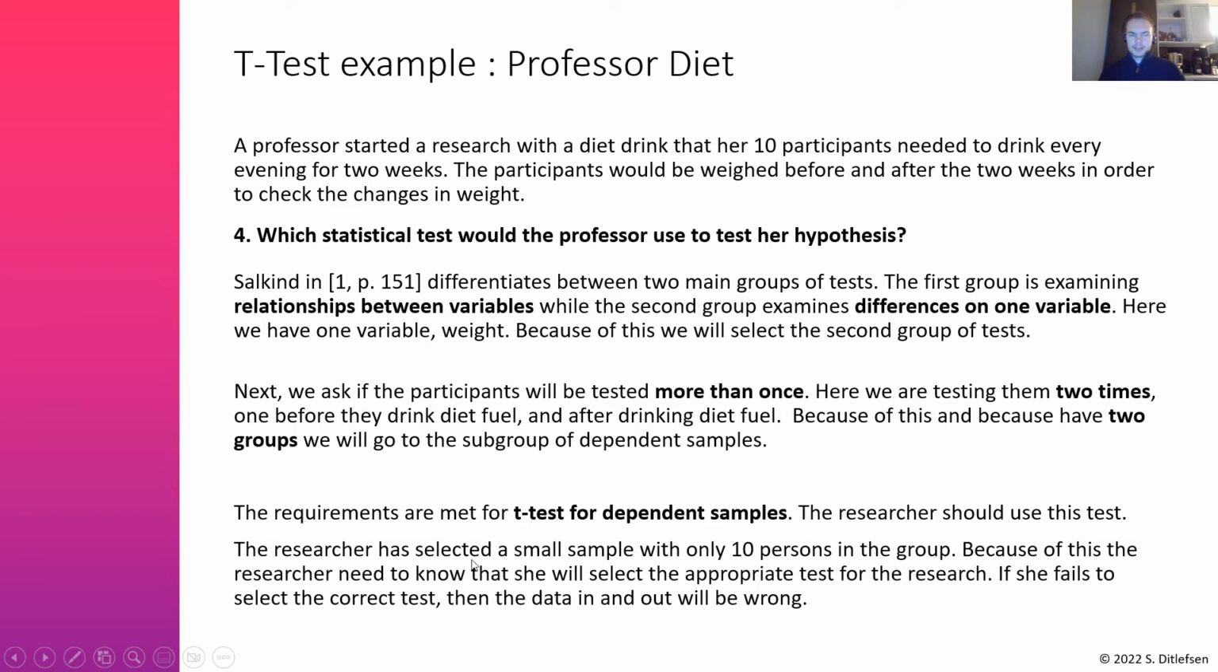The researcher has selected a small sample with only 10 persons in the group. Because of this, the researcher needs to know that she must select the appropriate test for the research. If she fails to select the correct test, then the data in and out will be wrong.